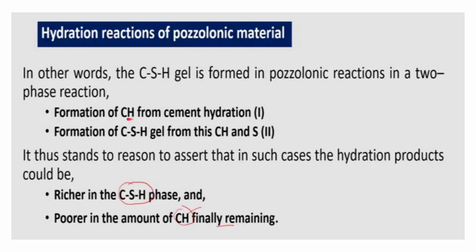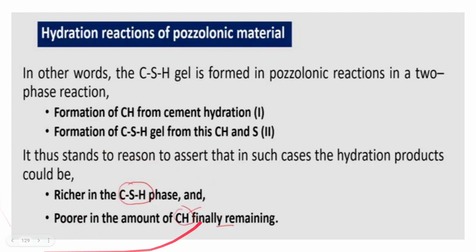in a two-phase reaction. First is the CSH from the main hydration, that results in the formation of CSH as well as CH, and the second CSH gel is formed from the interaction of CH from the main cement and the silica from the mineral admixture. So from that we can obviously say that the phase of CSH is much richer in the concrete and very poorer in CH.